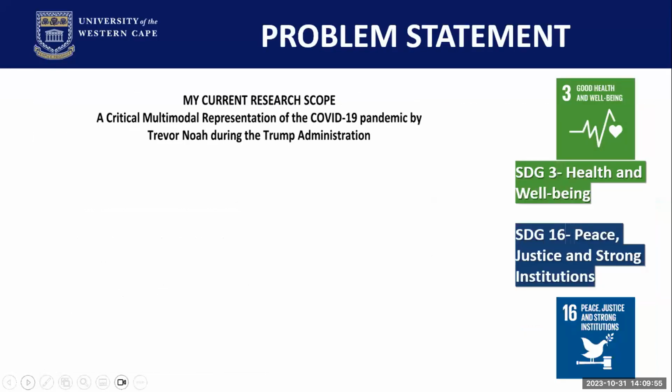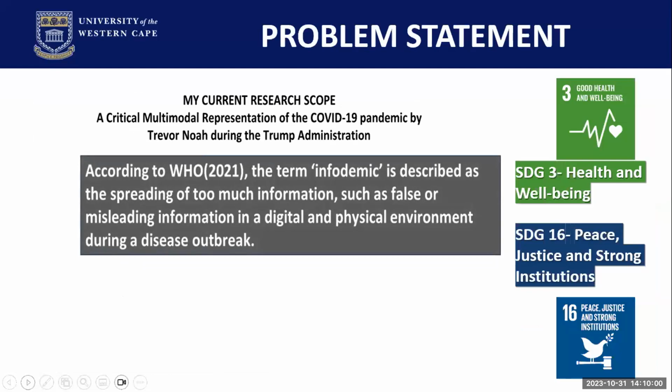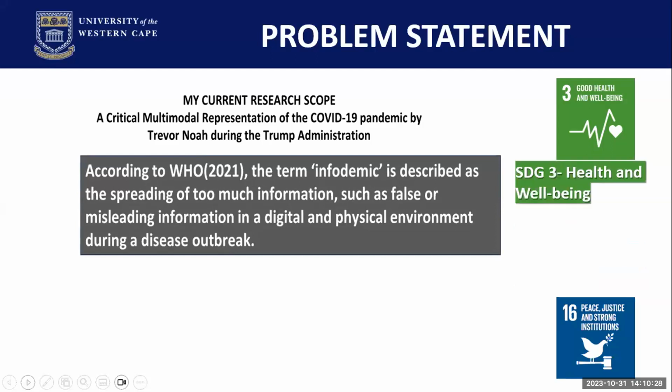Next slide. In terms of my problem statement and my current research, I would like to address the following. According to the World Health Organization, the term infodemic is described as the spreading of too much information, such as false or misleading information in a digital and physical environment during a disease outbreak. And this ties in with SDG 3, which is health and well-being, and SDG 16, which is peace, justice, and strong institutions. And here are the reasons for that.